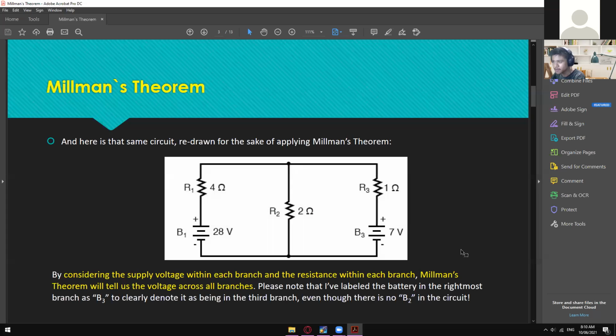So are we clear so far on how to run this into a Millman's configuration or Millman's circuit?